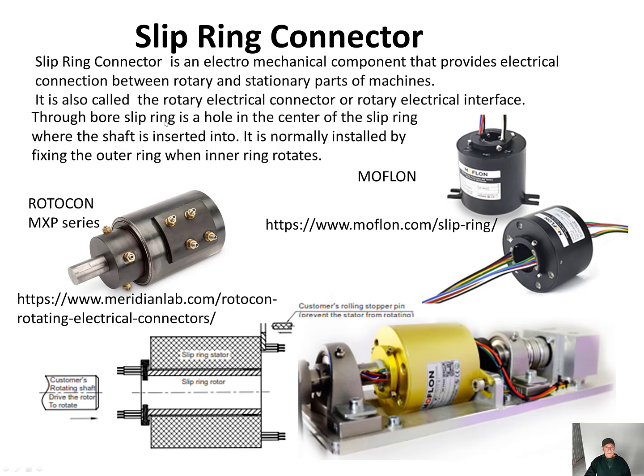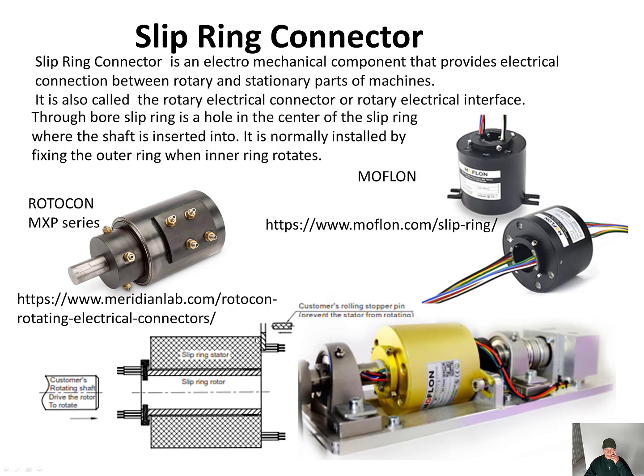A through-bore slip ring has a hole in the center of the slip ring where the shaft is inserted. It is normally installed by fixing the outer ring while the inner ring rotates. So this is the inner ring, the part that rotates with the device, and the other part is stationary, and this is where it goes to the outside world.